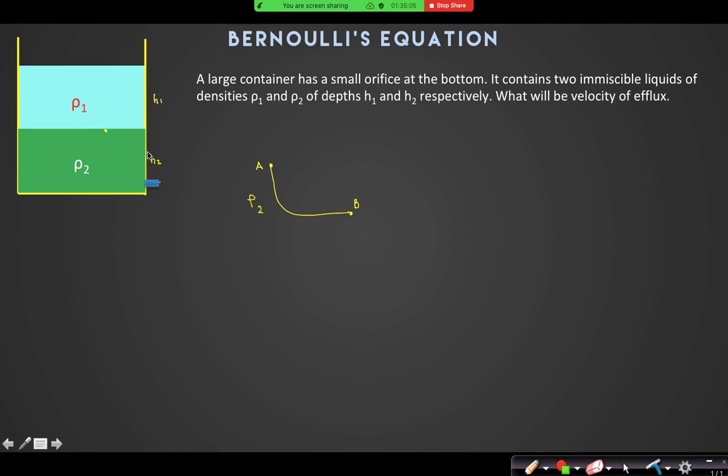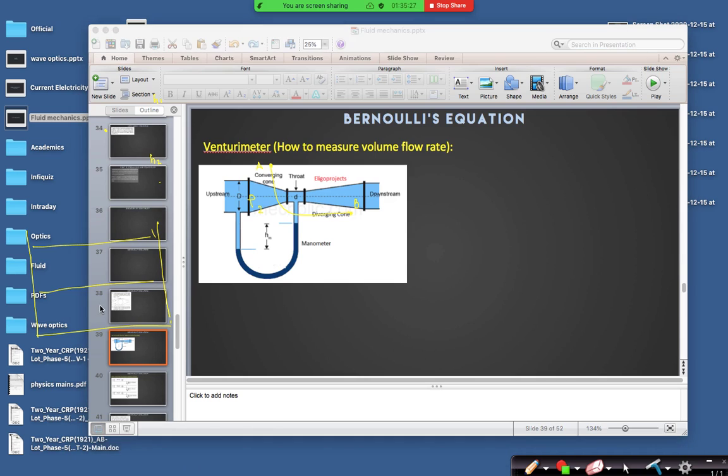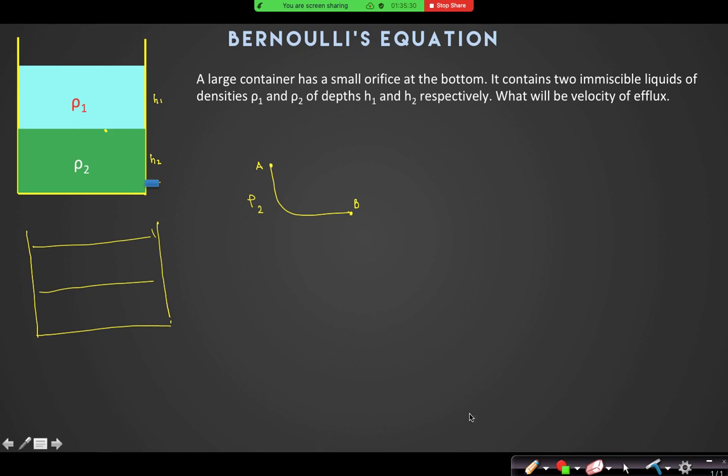Now one thing you should understand is that this entire part inside the tank is moving with a very small or negligible velocity, due to the big area compared to this area. So as the velocity inside is very small, I can say that this entire part is in hydrostatic condition. Can I say that? Yes, sir, apparently it is static.